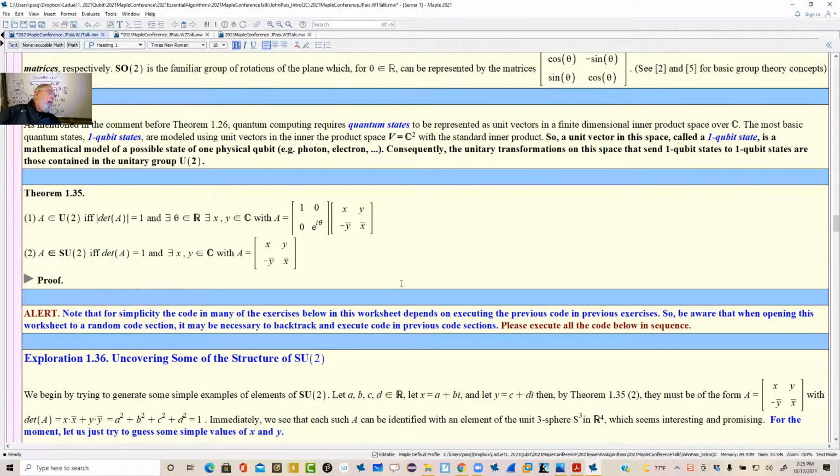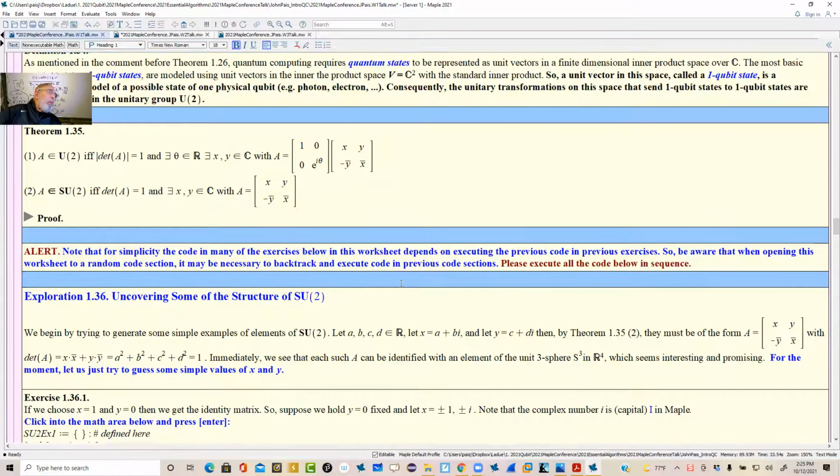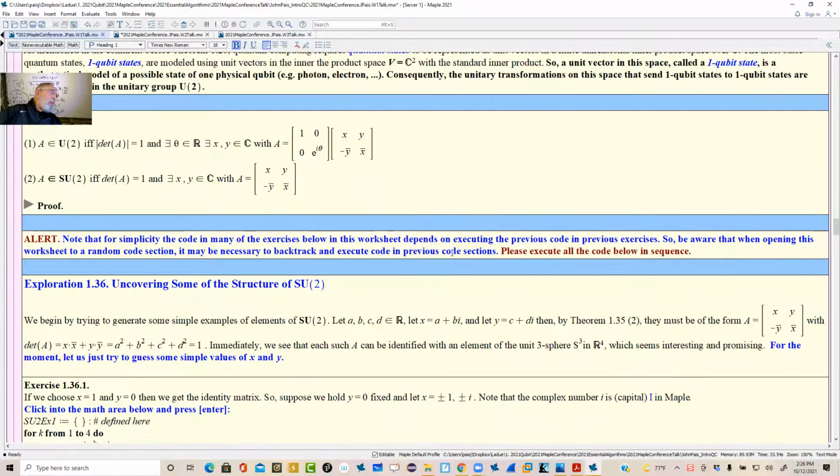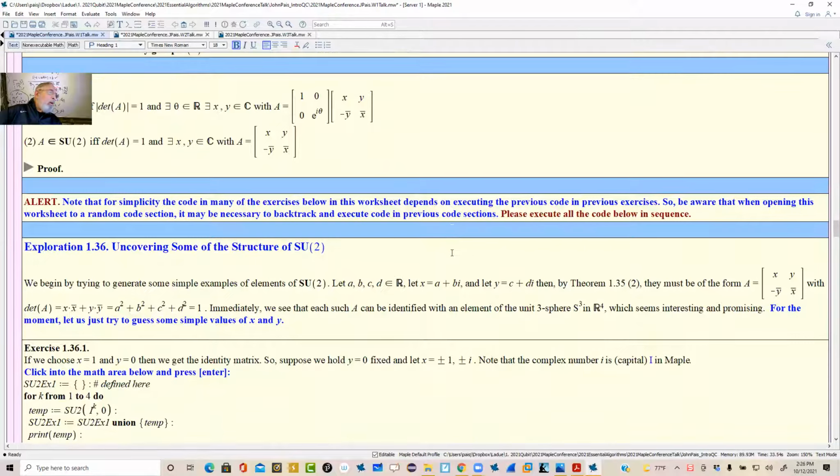Okay, so once we have that theorem, we can just work with one of these matrices and start generating these forms. All you really need is what the two complex numbers, X and Y, are, and then you can generate the matrices. I created some methods to do that.